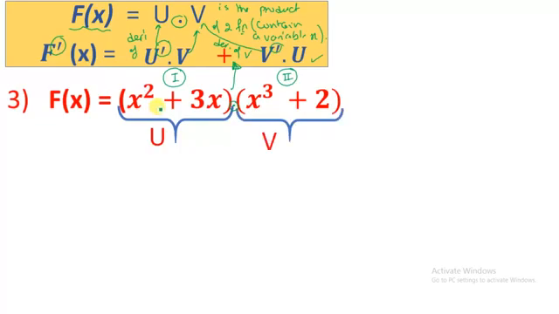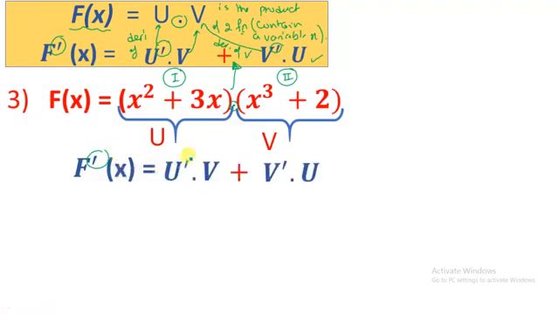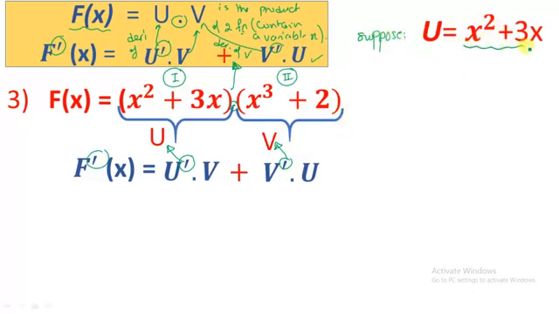Now let's write the rule. The rule is f prime of x equals u prime v plus v prime u. We must find u prime, which is the derivative of u, and we must find v prime, which is the derivative of v. Let's see together. Now, suppose that u is equal to the first function, which is x squared plus 3x, and v is equal to the second function, which is x cubed plus 2. Now we will find u prime and v prime.